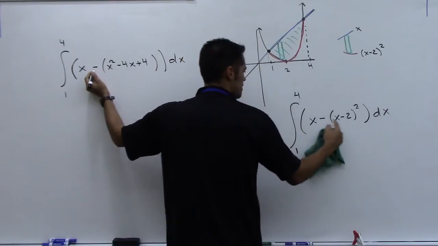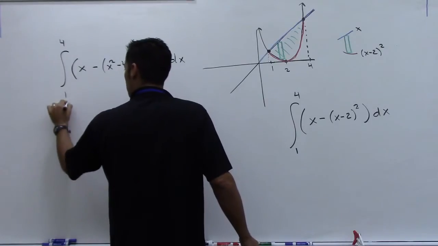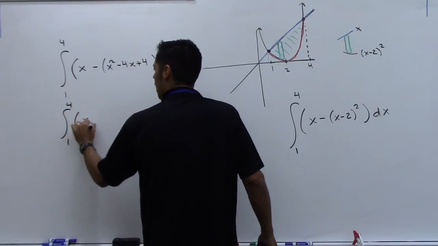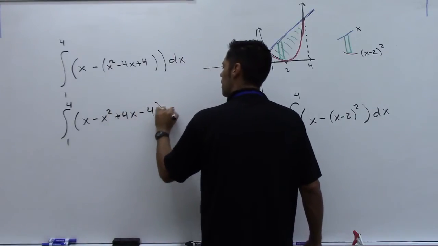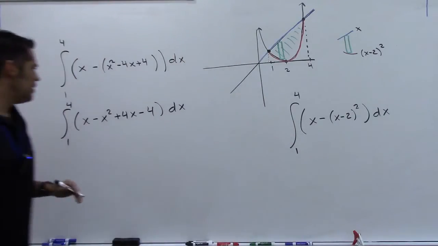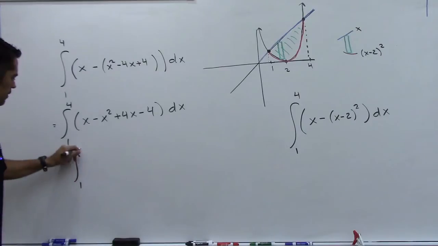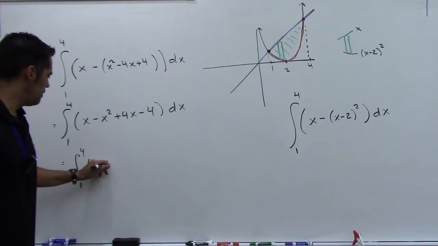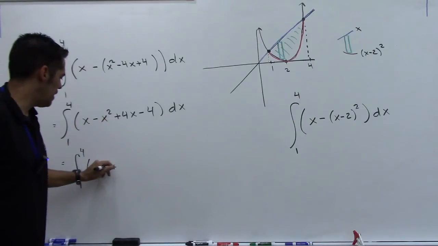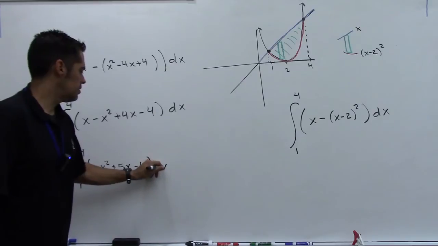But I have that minus sign in front. So that minus would need to go through to all of these. Integral 1 to 4, x minus x squared plus 4x minus 4 dx. And then I can collect some like terms together here. So this is equal to integral 1 to 4. Let's see, I'll put it in descending order. Negative x squared. See, x and 4x is 5x. And then minus 4 dx.